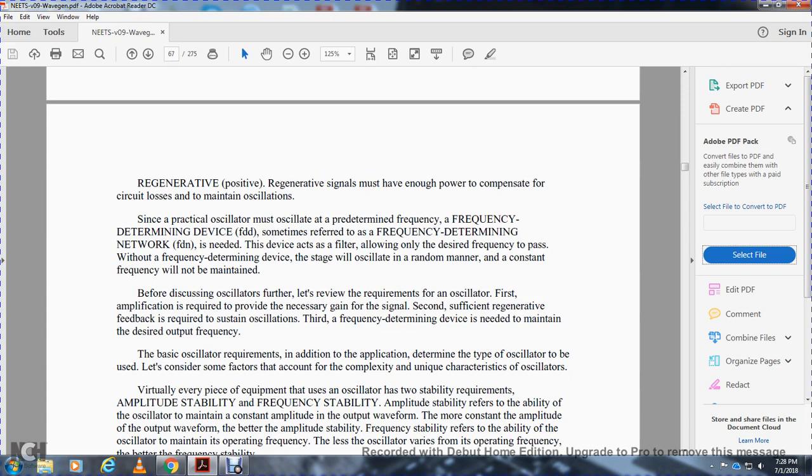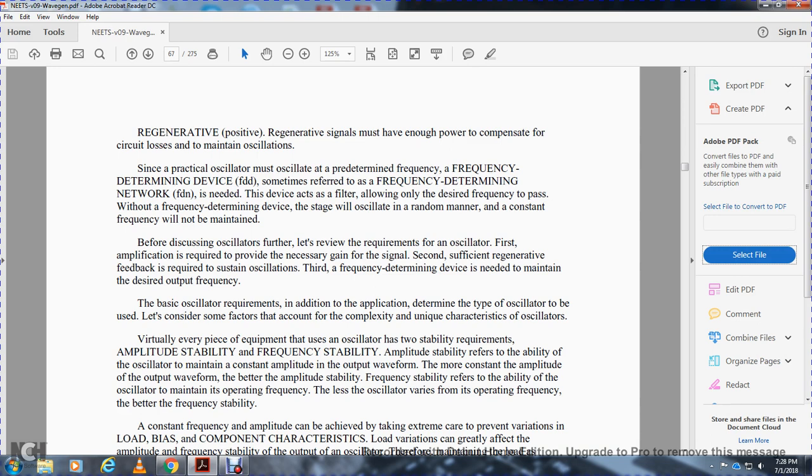Second is sufficient regenerative feedback required for the sustained oscillation. Third is the frequency determining device needed to maintain the desired output frequency. The basic output oscillator requirements, in addition to the application, determine the type of oscillator to be used. Let's consider some of the factors accounting for the complexity and unique characteristics of oscillators.